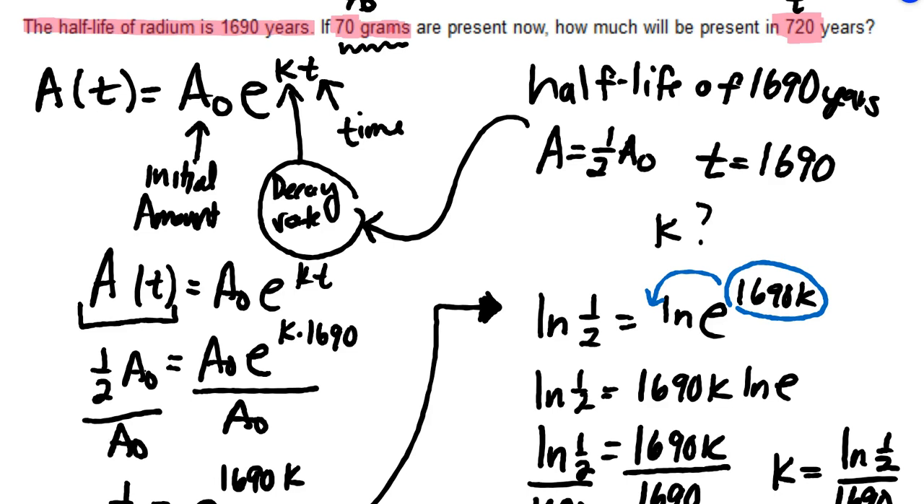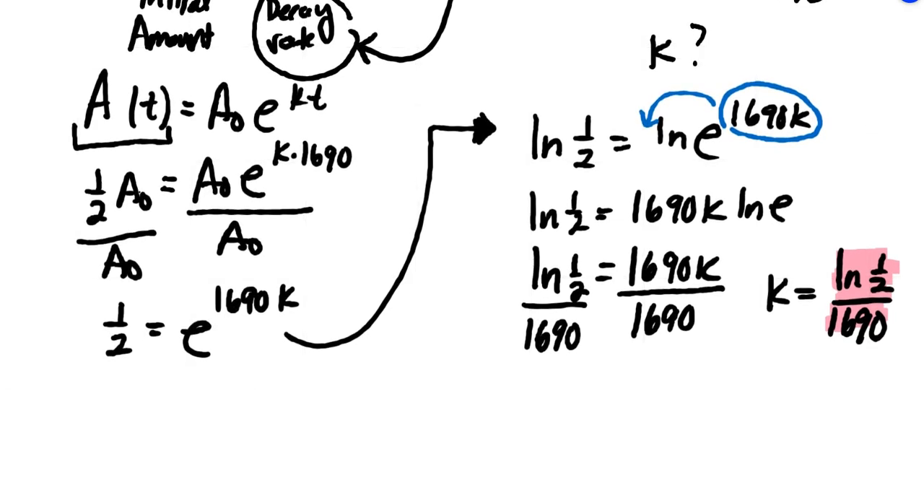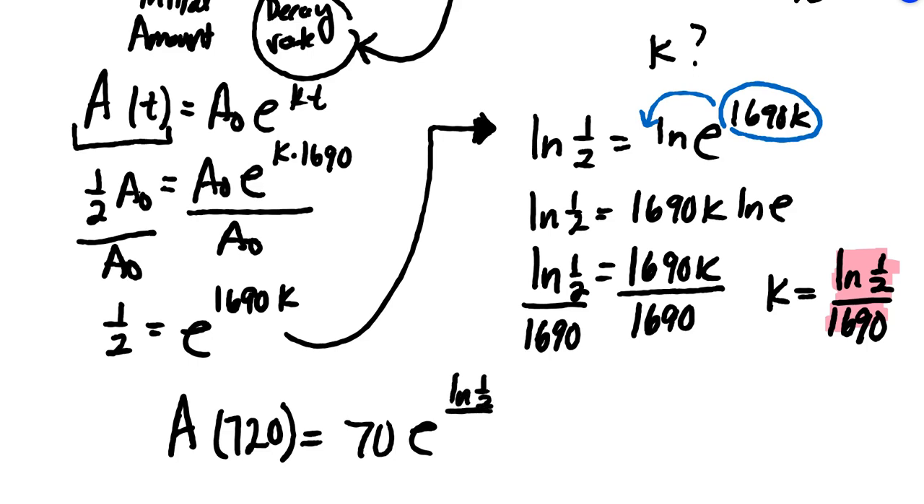So now I can go back to the question that was asked. If 70 grams are present now, how much will be present in 720 years? I'm able to substitute in for A naught, that's 70 grams, the initial amount. I can substitute in k, the decay rate I just found, natural log of 1/2 over 1,690, and a time of 720 years. So A of 720 is the initial amount, 70, e to the natural log of 1/2 over 1,690 times 720.